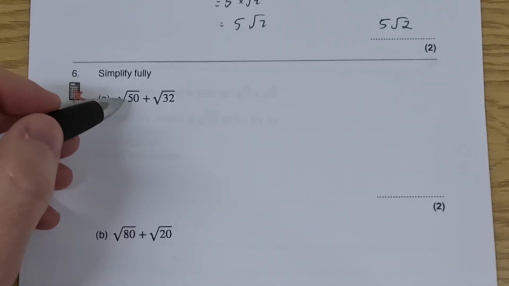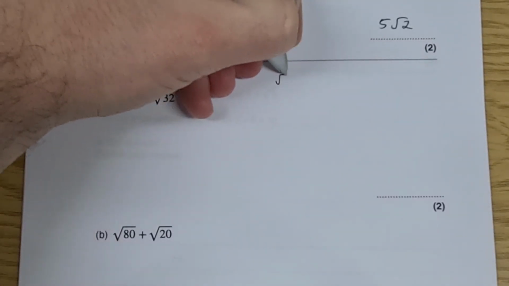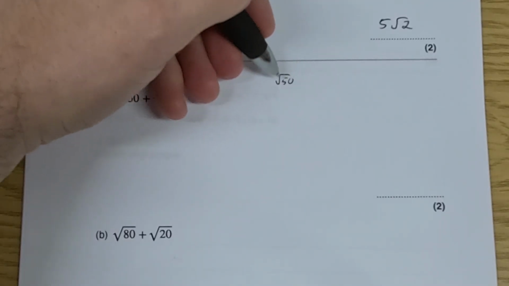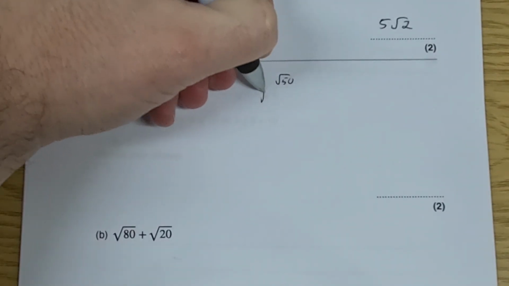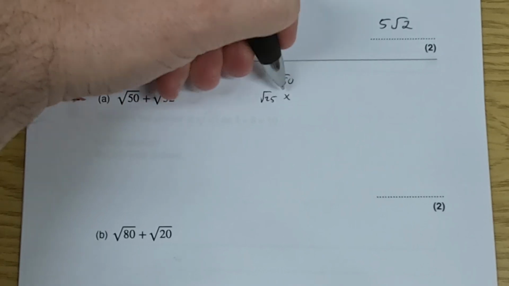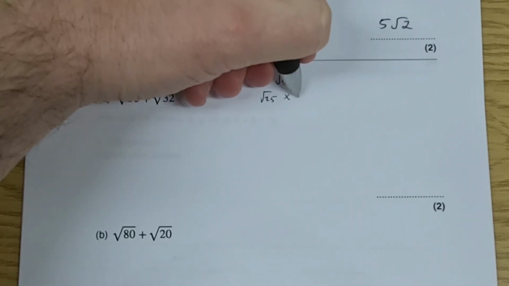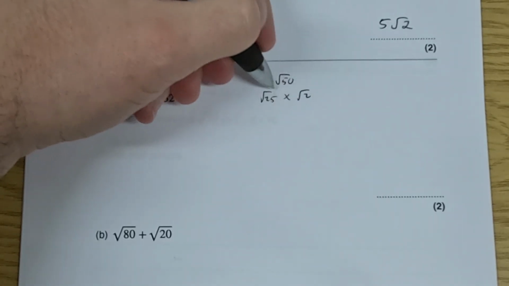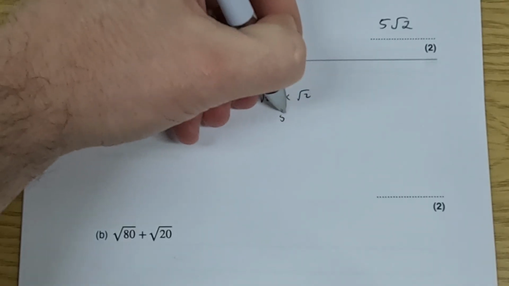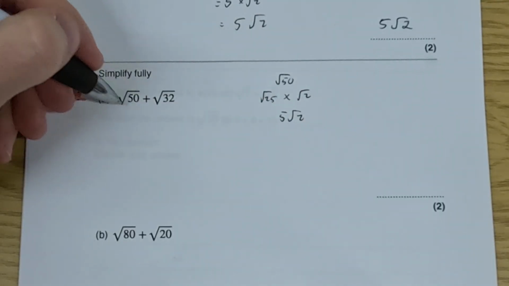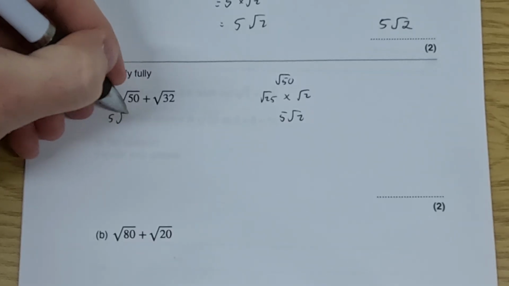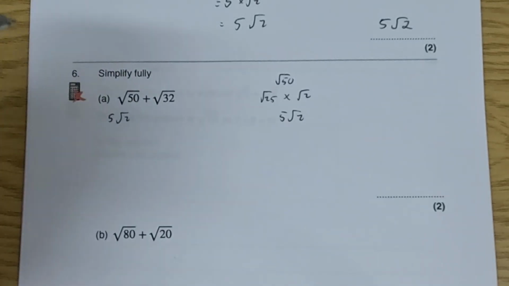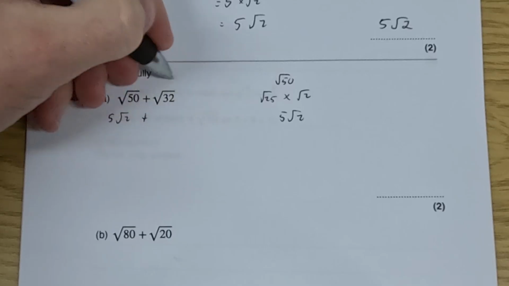So we've got root 50. So let's simplify root 50 here. Now the biggest square number that's a factor of 50 is 25. So that would be root 25 multiplied by, well, to get 50, it'd be 25 times 2, so root 2. The square root of 25 is equal to 5, so that'd be 5 root 2. So here, where we've got root 50, I'm going to write 5 root 2, because root 50 is 5 lots of root 2.